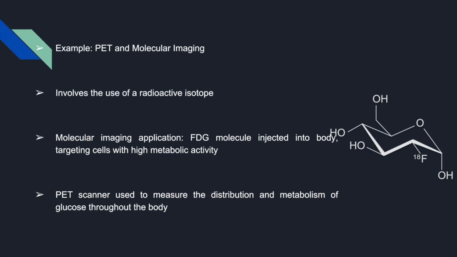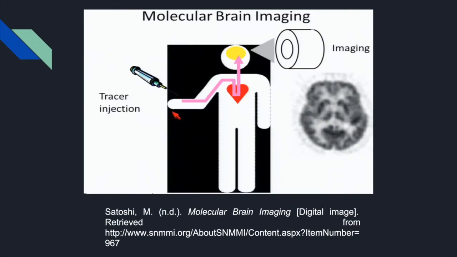So the PET scanner can be used to measure the distribution and metabolism of glucose throughout the body, measured by the FDG molecule. So to sum it all up, essentially what happens is a radio tracer is injected into the patient. The radiation source travels throughout the body and goes to a region of interest, such as the brain, for example, and is emitted to the detector to produce an image.